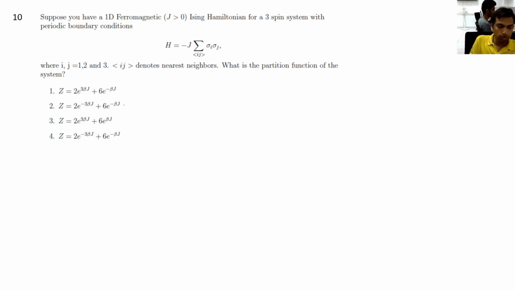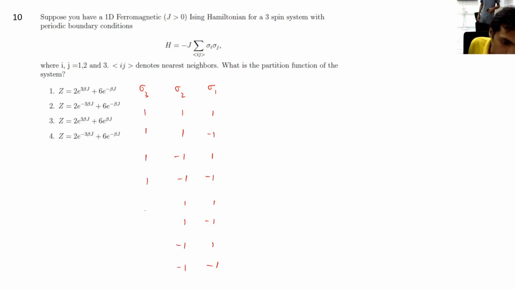So all you have to do is list sigma 1, sigma 2 and sigma 3: 1, minus 1, 1, minus 1, 1, minus 1, 1, minus 1. Then it is 1, 1, minus 1, minus 1, 1, 1, minus 1, minus 1. Then it is 1, 1, 1, 1, minus 1, minus 1, minus 1, minus 1. Then what is H? This is minus J, 3-spin system with periodic boundary condition, so it is sigma 1 sigma 2 plus sigma 2 sigma 3 plus sigma 3 sigma 1.